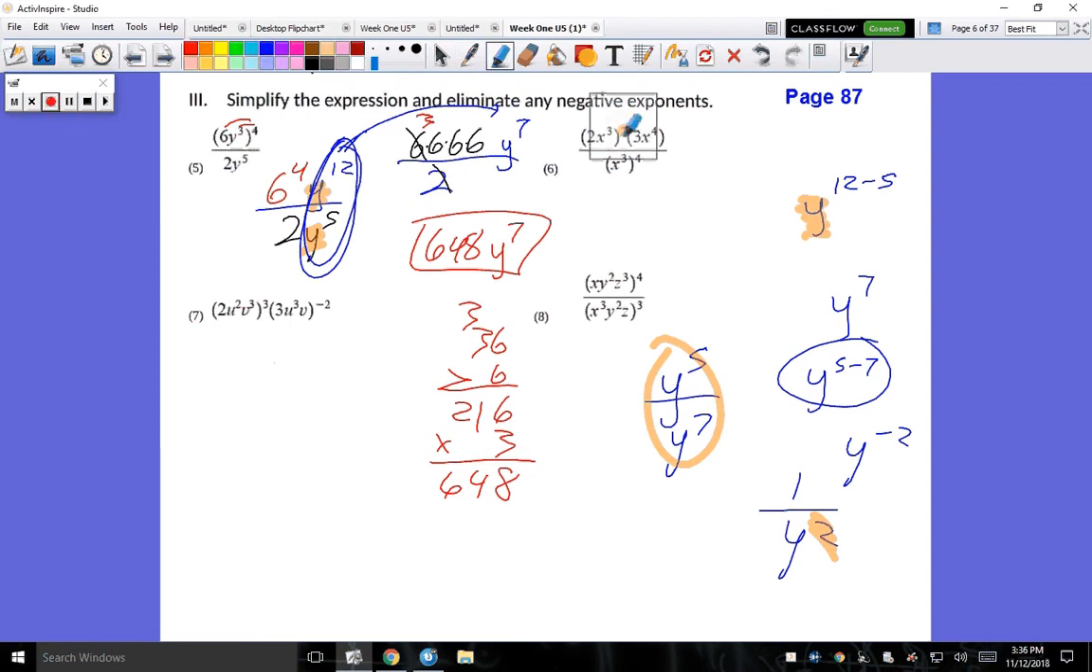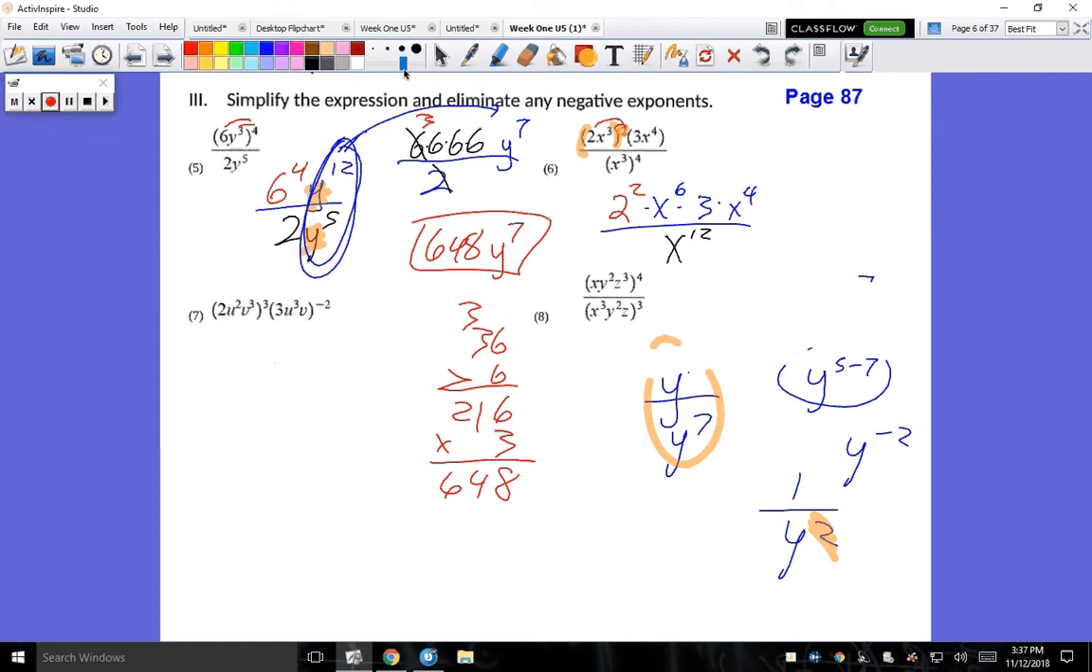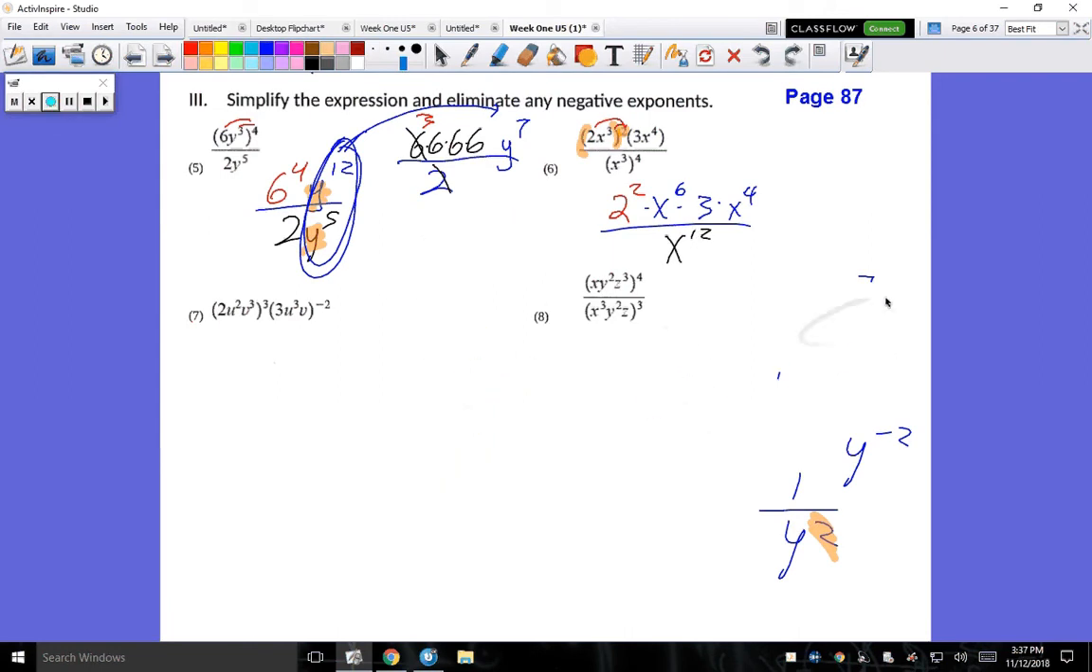This 2 is a power of this parentheses. So that means it's going to apply to this and this, so that it's 2 squared. X to the what? Anyone? 6. Good. Then it's times 3 times x to the 4th. And what's on the bottom? X to the 12th. Nice. Because a power raised to a power, you multiply. And you said it yourself. If there's just parentheses in between them, that's a good way to remember to just multiply.